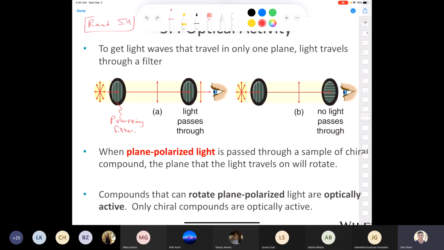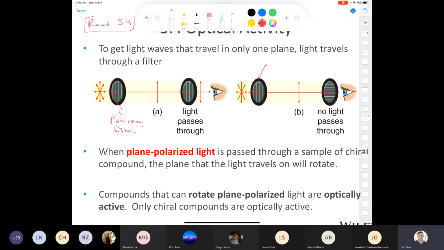Now, if you shine that polarized light, so this is polarized light here, if you shine that polarized light through another polarizing filter and you have it aligned with the first one, the light's going to pass through it. However, and this is what you can do with those fancy sunglass tags, if you rotate the tag, you'll see that no light passes through, and that's how you know that you've got polarized sunglasses, okay?